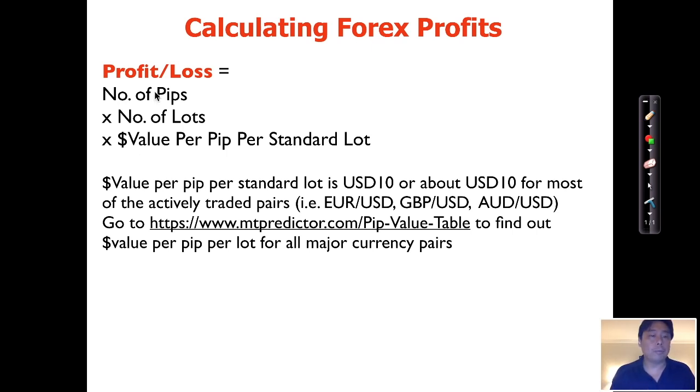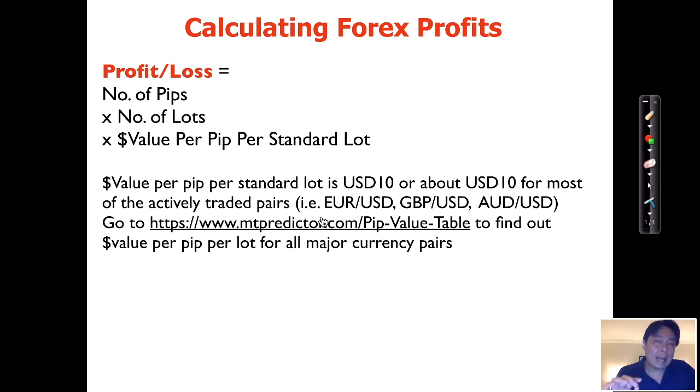Okay, so you understand the number of pips, right? 20 pips, 100 pips, right? You understand the number of lots, right? So one lot, 100,000, two lots, 200,000. Okay, you understand that. Now, what is the meaning of the dollar value per pip? In other words, how much is one pip worth per standard lot? Okay, and the answer is this. The dollar value per pip for each standard lot is usually about $10, okay, for most of the actively traded pairs like Euro USD, Pound USD, and Aussie USD, okay.